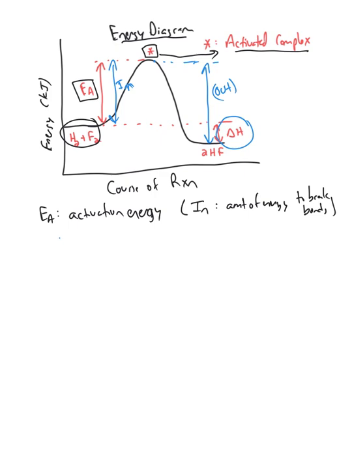So if I'm looking at bond enthalpies or bond energies, all I've got to do is take the energy in and subtract from the energy out, and that'll give us the enthalpy of the reaction. Delta H is enthalpy, which is the amount of energy that either goes in or out of the reaction in order for the reaction to form products.